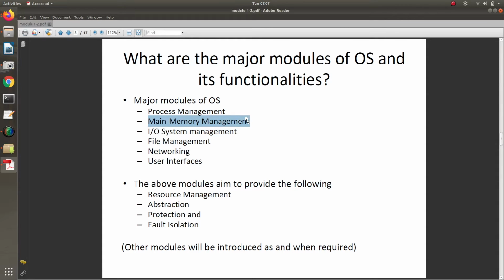Main memory management. What are the things that should be present in the main memory and at what time? That is also taken care of by the operating system. The I/O system management, all the input-output devices should be managed by the operating system. File management, that is where and how files are stored. Networking and user interfaces. These are the major modules of any operating system. Now, moving on.